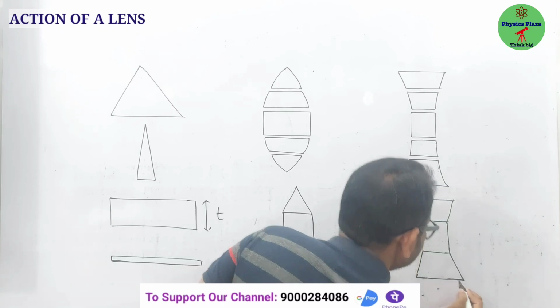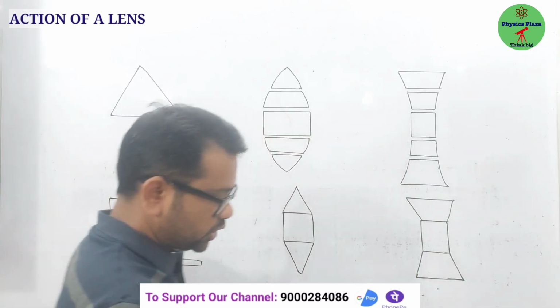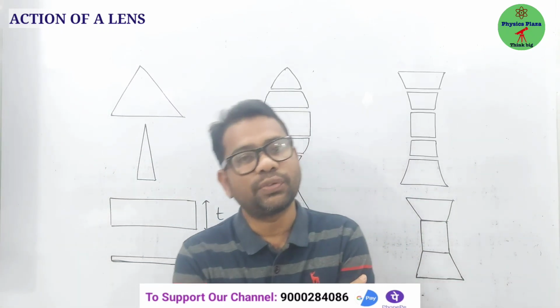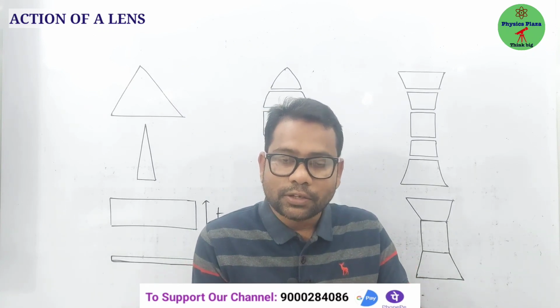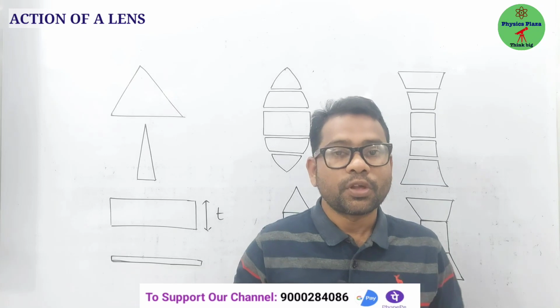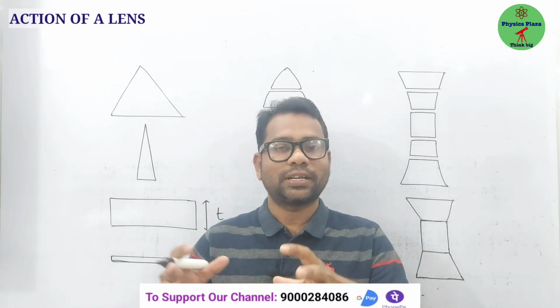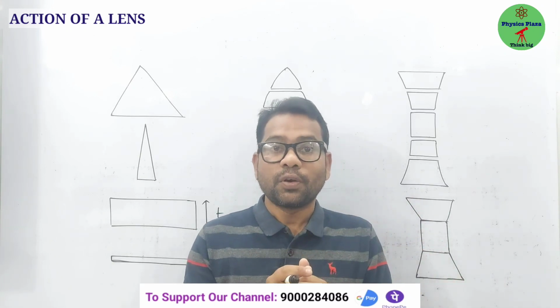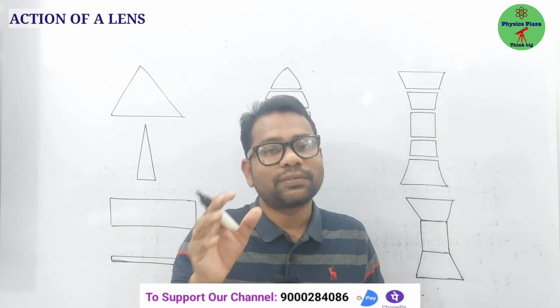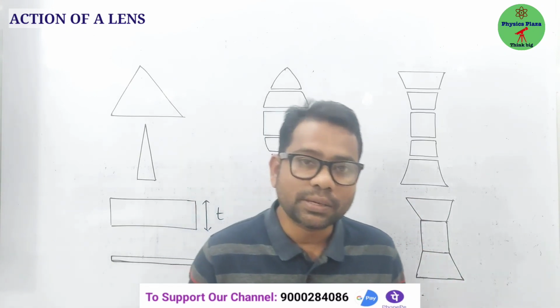Yes, fine. Now, we will see the action of the lens, children. I mean, the nature of the lens. It's very important. Generally, we study that a convex lens acts like a converging lens and a concave lens acts like a diverging lens. But why does a convex lens act like a converging lens? Why does a concave lens act like a diverging lens? This is very important. But here, conditions apply, children.